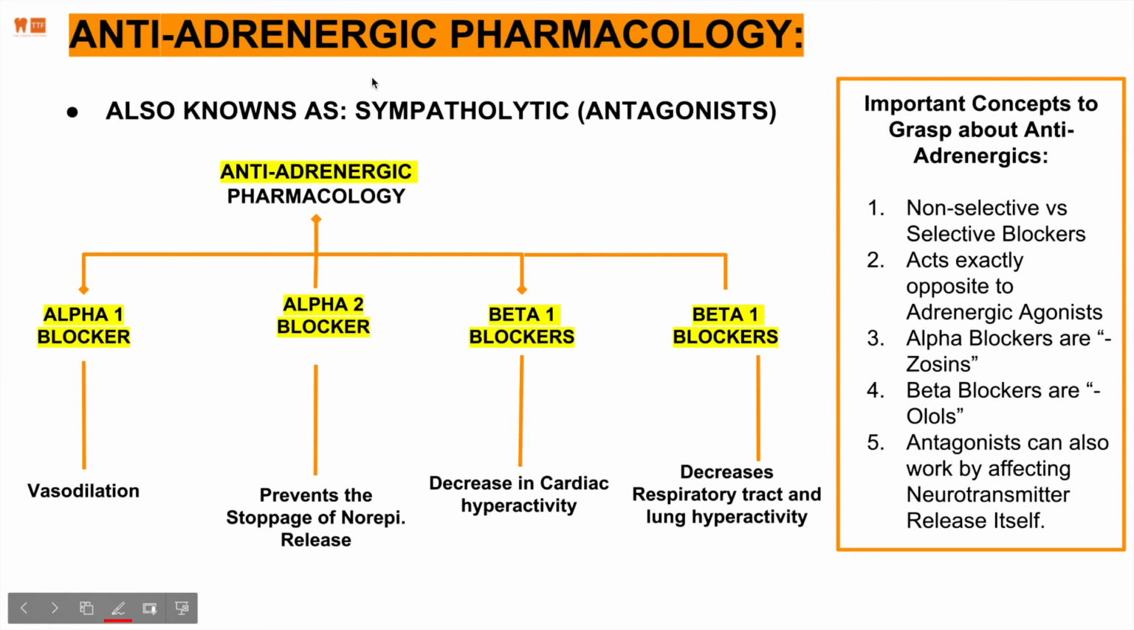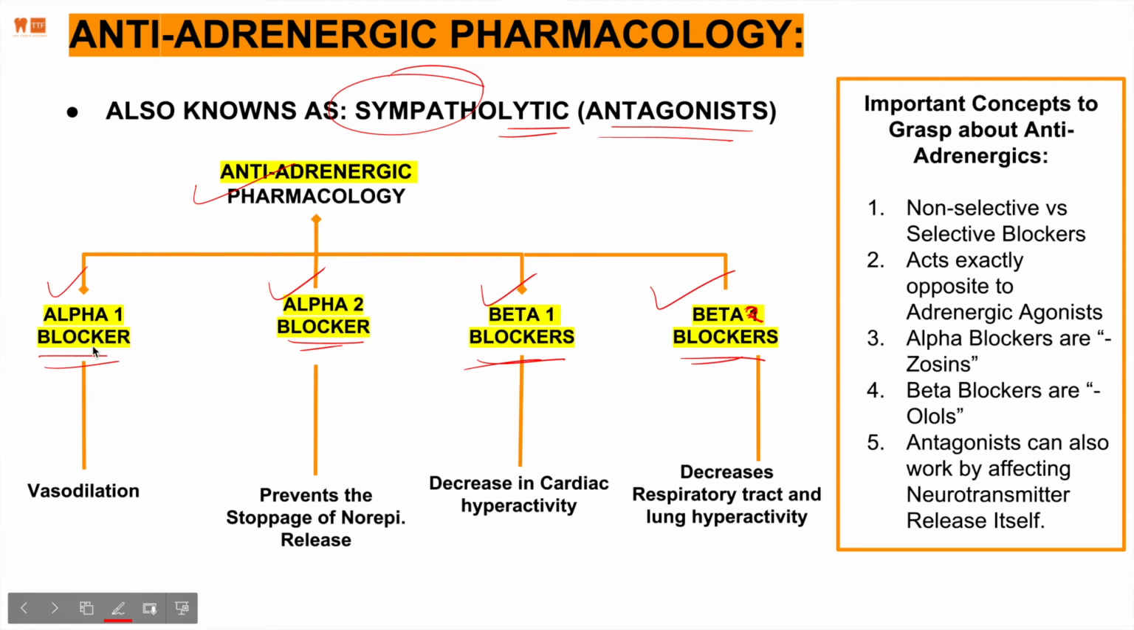Okay, let's talk about anti-adrenergic pharmacology, known as sympatholytic or antagonists that prevent the sympathetic nervous system from acting. So this should be extremely easy, guys, because we've already seen what all of these receptors do when they're activated. In this case, we're going to work opposite and add a blocker right after its name. And sorry about this, this is beta 2 receptors, you guys.